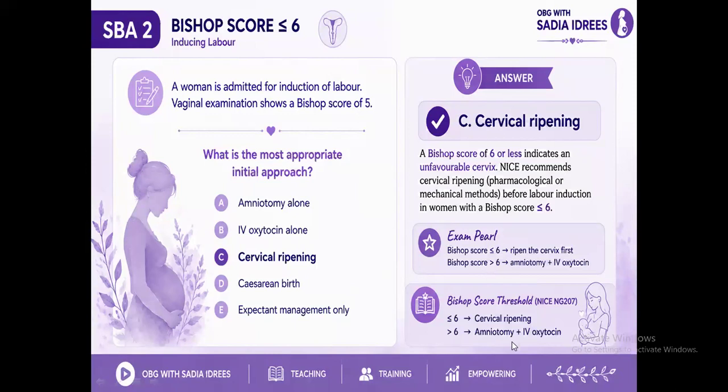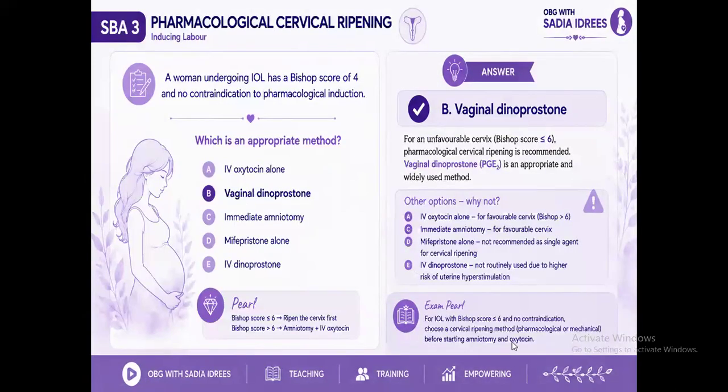Okay. So now let's make the same concept one step harder. Now, a woman undergoing induction of labor has a Bishop score of 4 and no contraindication to pharmacological induction. Which is an appropriate method? IV oxytocin alone, vaginal dinoprostone, immediate amniotomy, mifepristone alone, or IV dinoprostone?